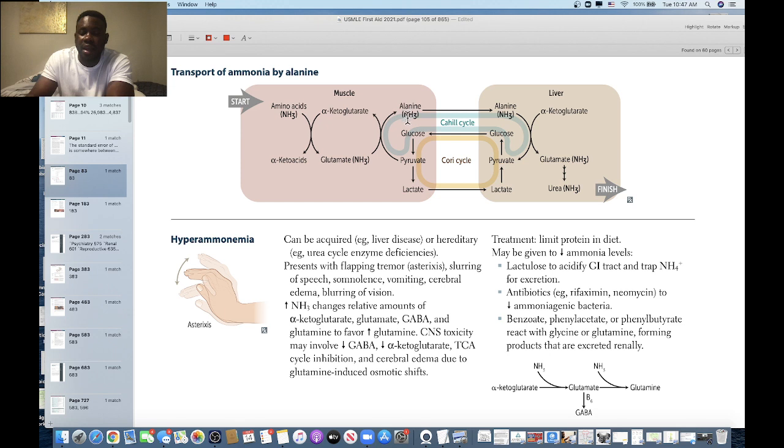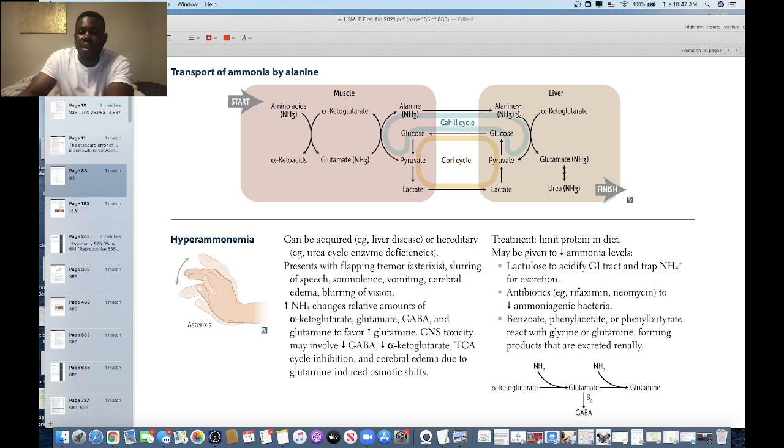Then the alanine can now move out of the cell and circulate to the liver. So alanine can move out of the cell. That's what we call the alanine shuttle. It can move out of the cell, and it's holding that ammonia that we got from the original amino acid here.